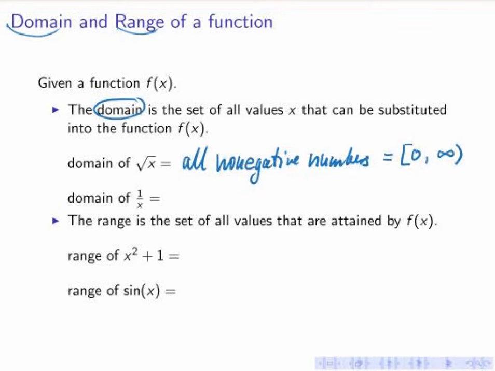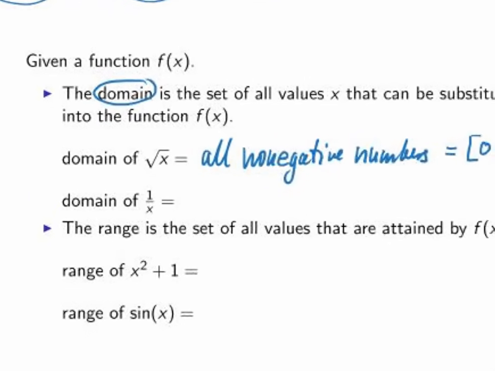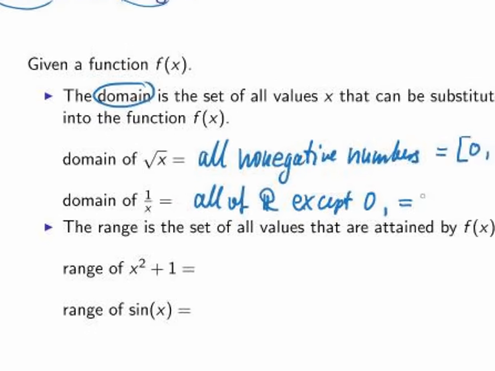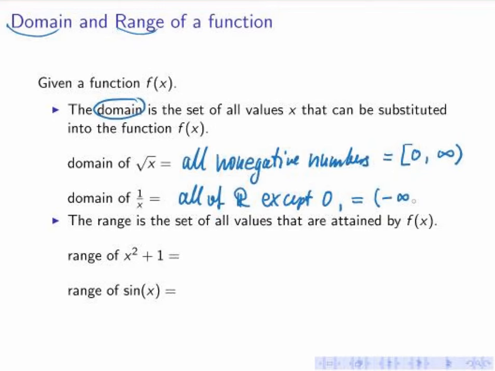The domain of 1 over x, well, we know we cannot divide by 0, but we can divide by any other number, if positive or negative. So this means all of R except 0, or in mathematical terms, we can write this as the interval from minus infinity to 0, and then the union from 0 to infinity. And here we use the round brackets to indicate that 0 is actually not included.